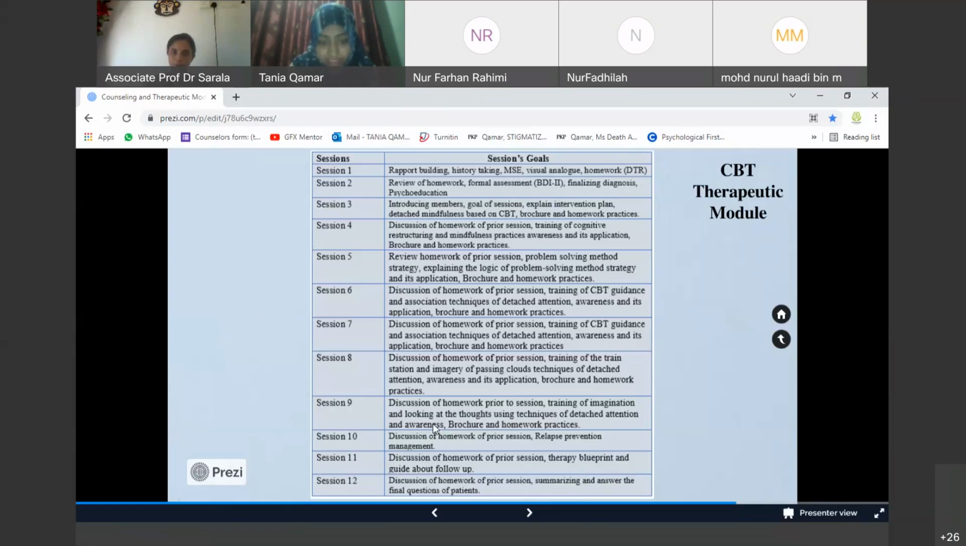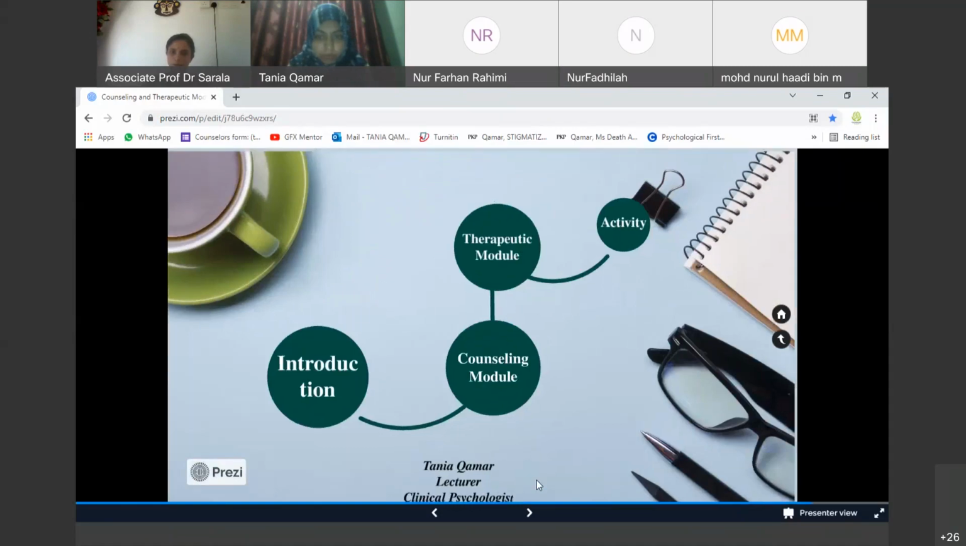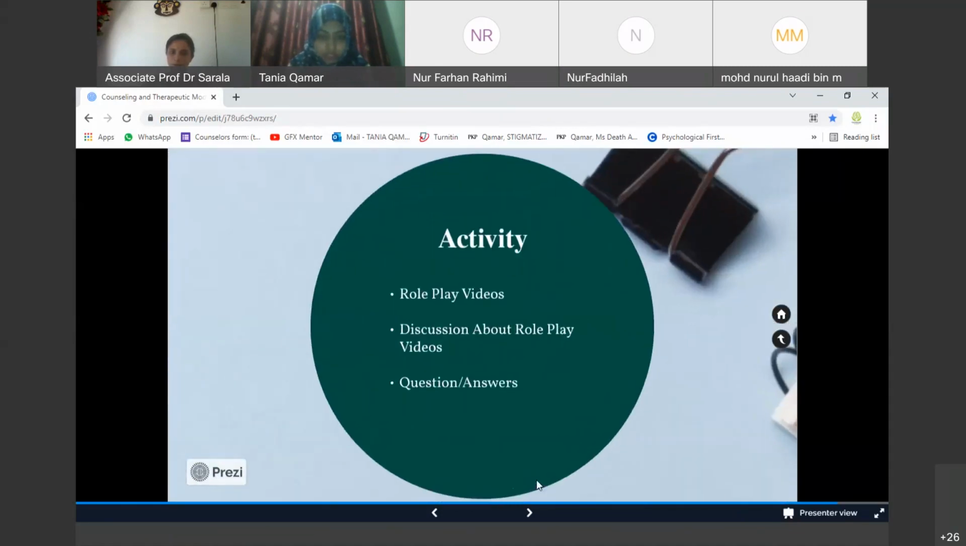In session 10, discussion of homework of prior session and relapse prevention management. Relapse prevention is the most important part of every therapeutic module. Session 11, discussion of homework for prior session, therapy blueprint and guide about follow-up. In session 12, discussion of homework of prior session, summarizing and answering the final questions of the patients. So it is the basic therapeutic module which we used with the patients.